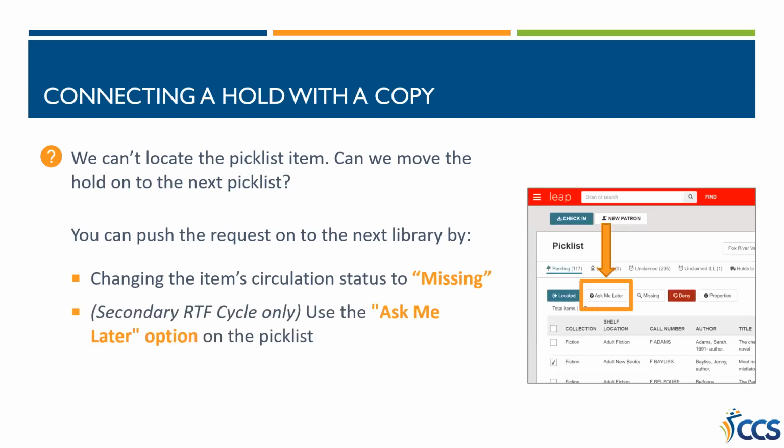The second option can only be used if the request is already in the secondary RTF cycle. This also requires pick list permissions. So you do need to be part of the pick list permission group to do this. But in the LEAP pick list work form, there is also an option to mark a request as Ask Me Later. And what this does is push the request on to the next library, but it gives the request the opportunity to cycle back to you if it's not filled by other locations.